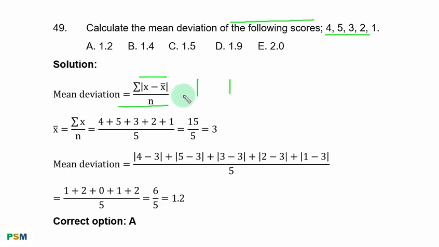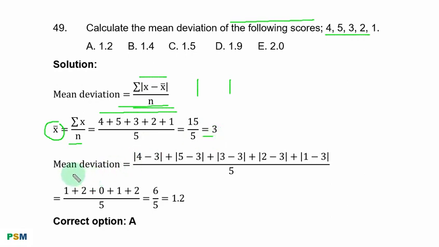Before the formula, we need S bar, which is the mean given by summation S over N. We take the scores as S. You add them together, divide by 5. That is 15 over 5 equal to 3.